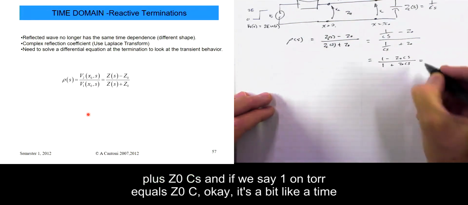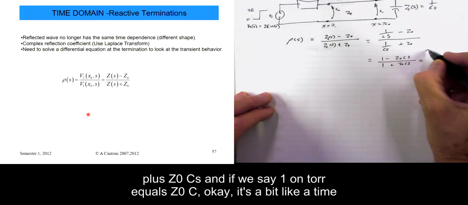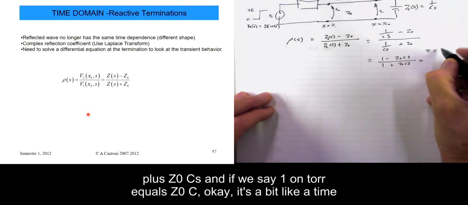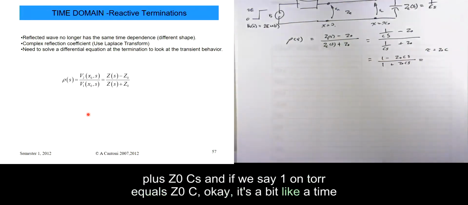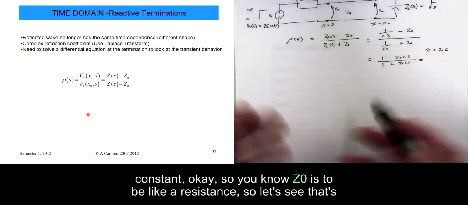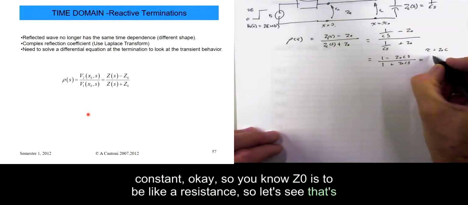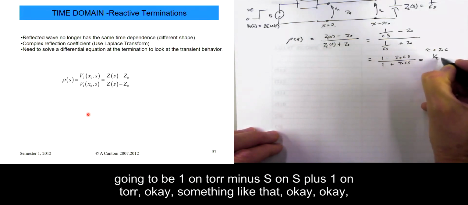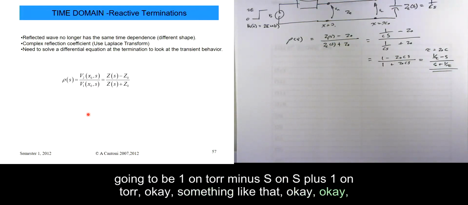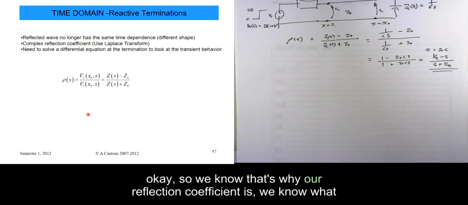And if we say 1 on tau equals Z naught C, it's a bit like a time constant, with Z naught being like a resistance. So that's going to be 1 on tau minus S on S plus 1 on tau. Okay, so we know that's what our reflection coefficient is.